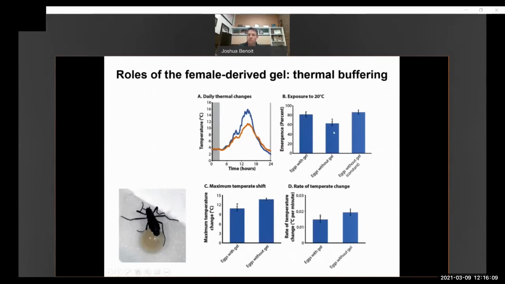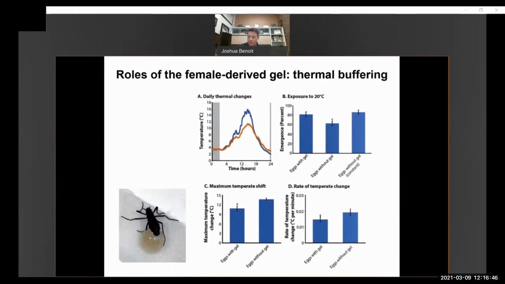We see that if you remove the gel, you see a reduction in egg viability if it's exposed to thermal stress. You'll also see, with the ones either within the gel or outside of the gel, the outside of the gel is in the blue up here, and within the gel is in the orange here, it changes the maximum thermal shift and the rates of temperature change. So this gel buffers the eggs from thermal changes. Along with providing nutrients, it also helps to buffer thermal changes.